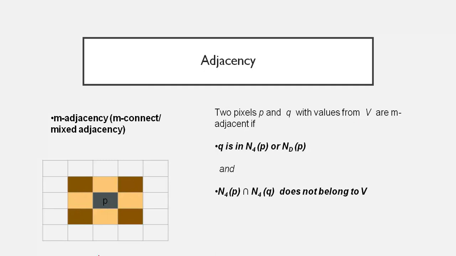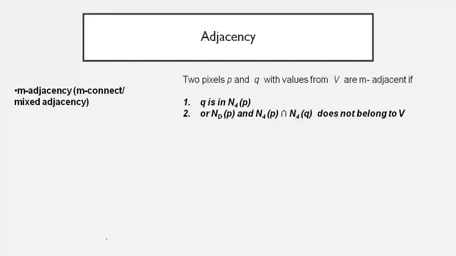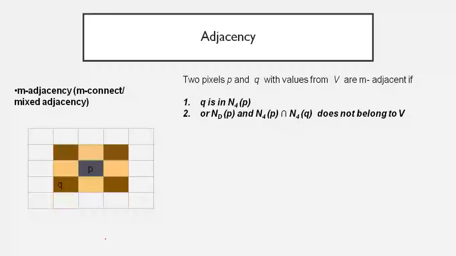Only then can we go ahead with this adjacency. Let us take this example to get a proper understanding of what M connect is. Let us say Q is in one of the 4 neighbors of P, that is, maybe here or here or here or here. Then P and Q would be connected by M adjacency if both the values of P and Q belong to V. That is the first condition.